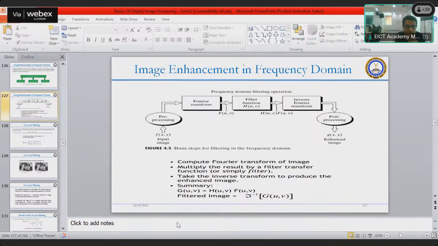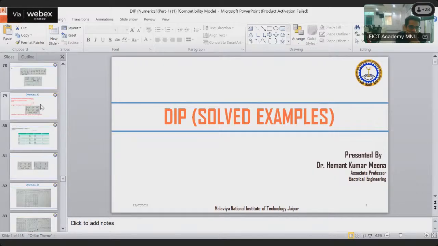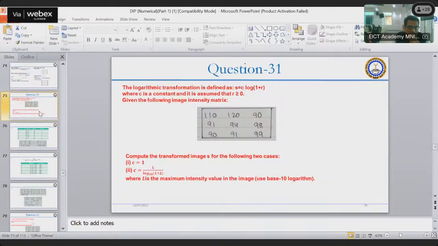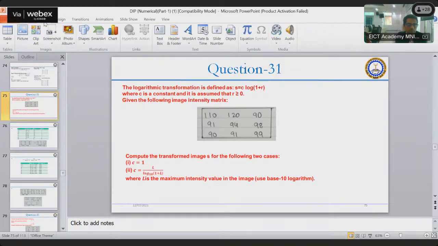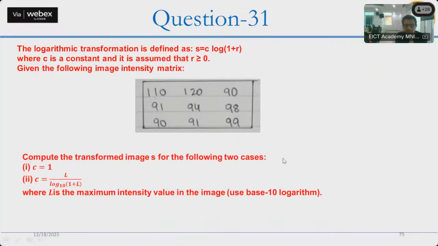Let me set up the problems. Are you able to see question number 31 on the screen? The change we have taken of the problem.